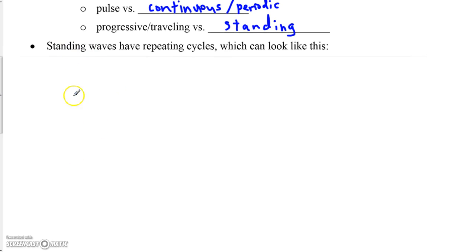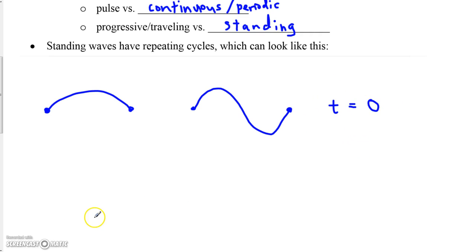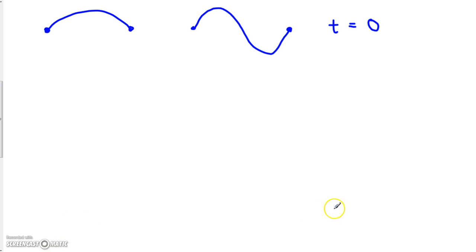Standing waves have a repeating cycle, and you could have just a single crest on your standing wave, or you could have a standing wave with like two crests, a crest and a trough rather. And we're going to start the cycle when no time has passed on the clock, so little t is 0. And we're going to stop timing when one full period, capital T, has passed. So after one full period, we are exactly back where we started. The shape has returned.